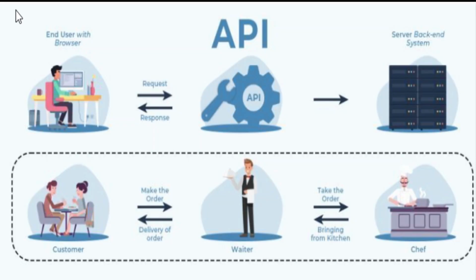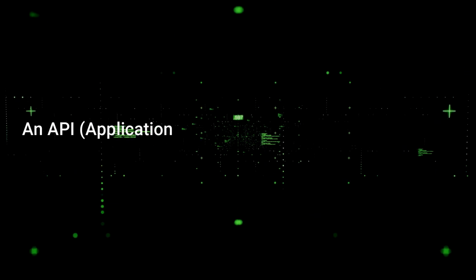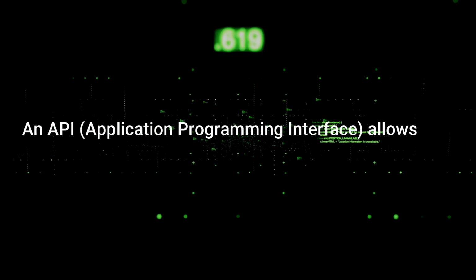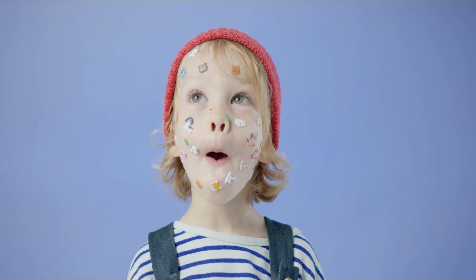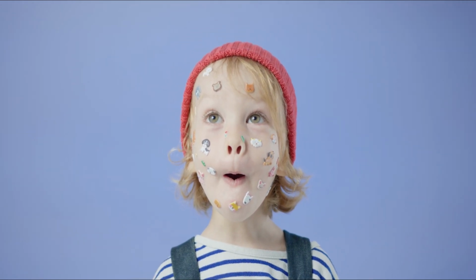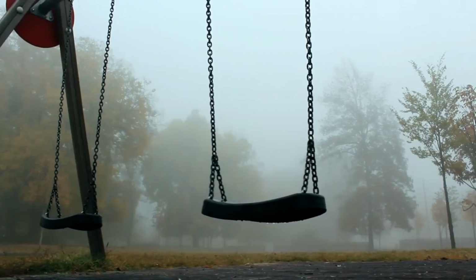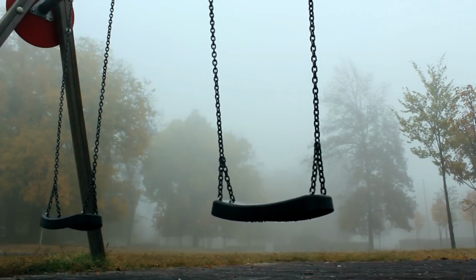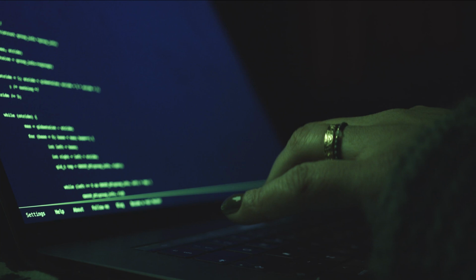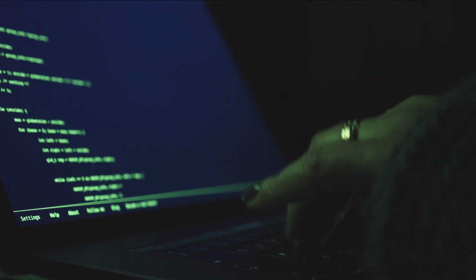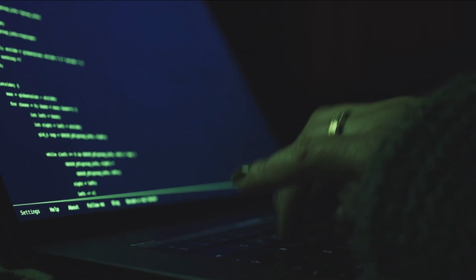Let's get started. Before we start coding, let's quickly understand what an API is. An API, which is Application Programming Interface, allows two applications to communicate with each other. You use APIs every day without even realizing it. For example, when you check the weather app on your phone, it calls an API to fetch live weather data. Or when you log in with Google or Facebook on a website, APIs handle that authentication.